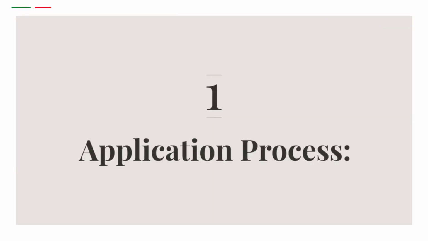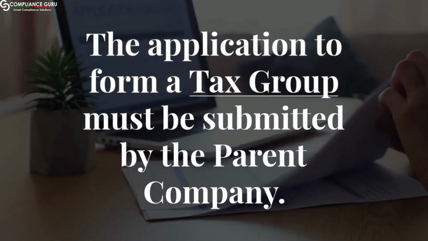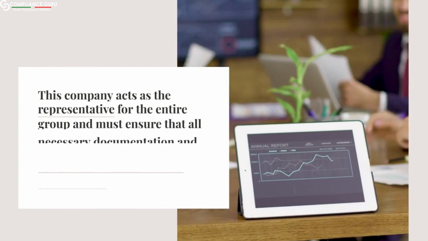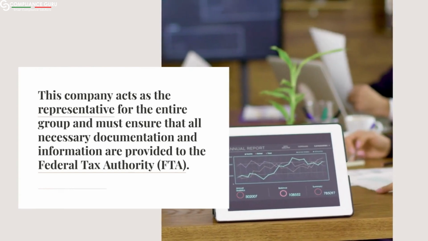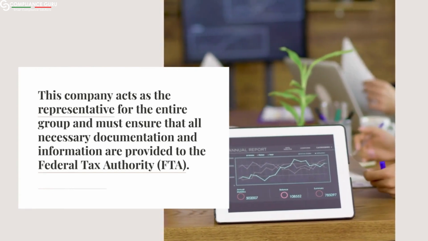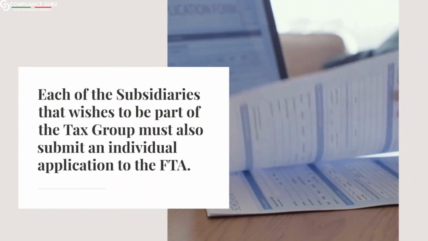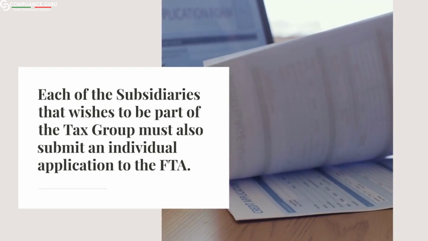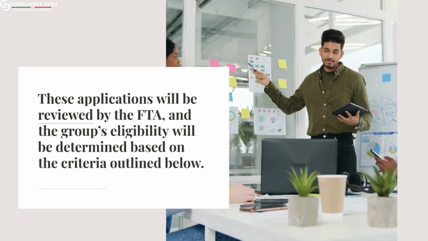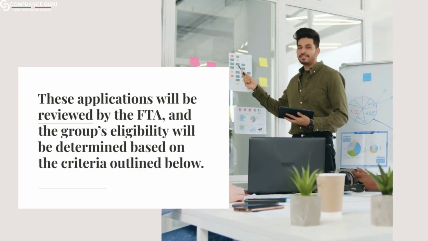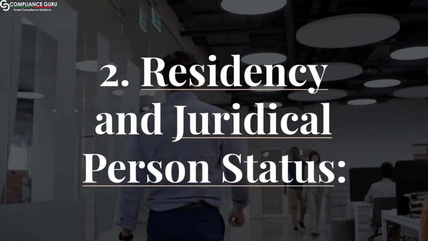1. Application process. The application to form a tax group must be submitted by the parent company. This company acts as the representative for the entire group and must ensure that all necessary documentation and information are provided to the Federal Tax Authority, FTA. Each of the subsidiaries that wishes to be part of the tax group must also submit an individual application to the FTA. These applications will be reviewed by the FTA, and the group's eligibility will be determined based on the criteria outlined below.